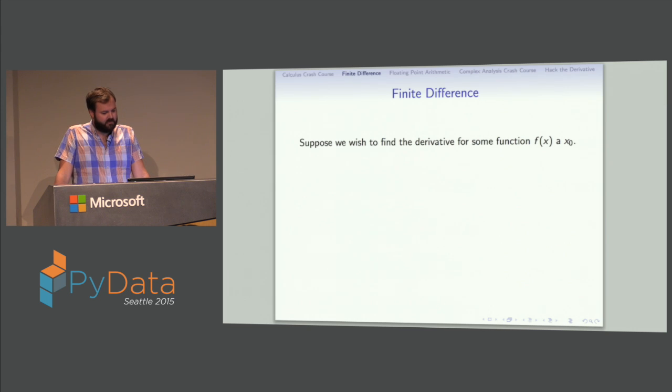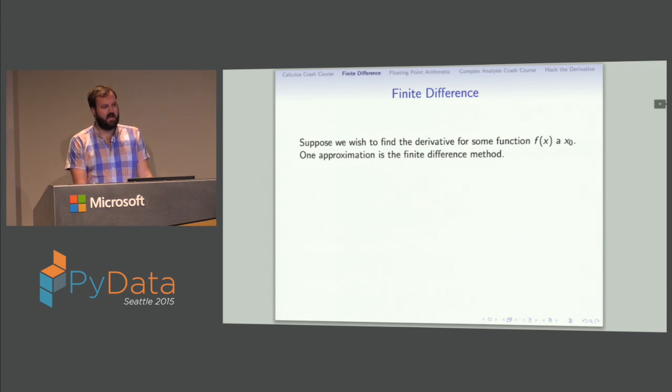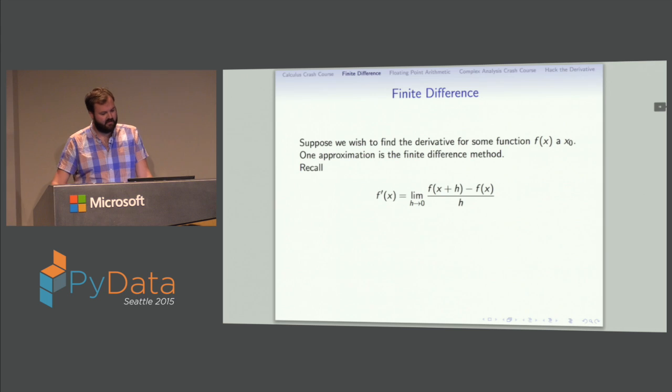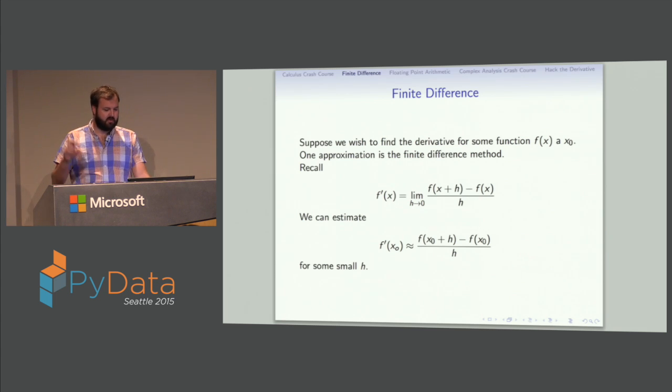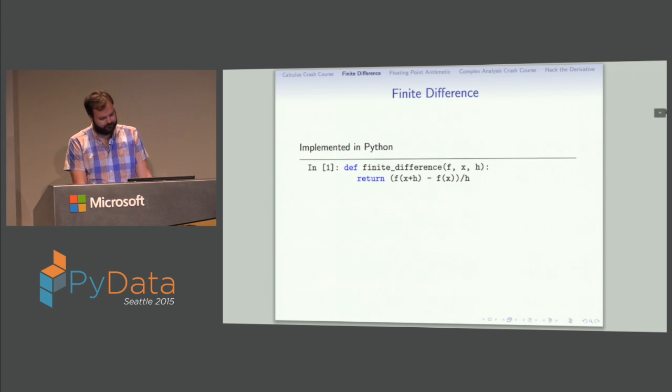Now suppose we have some function that we want to find the derivative of at some particular value, which we're going to call x naught. We don't necessarily want to do it with pen and paper; we want to do it on a computer. One approximation we can use is called the finite difference method. We have this same definition, and to estimate it, we can basically just plug in an h that's really small, and that's going to be pretty close. We can implement that in Python very easily. We just plug right in.